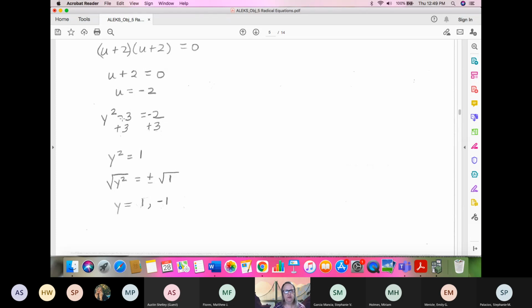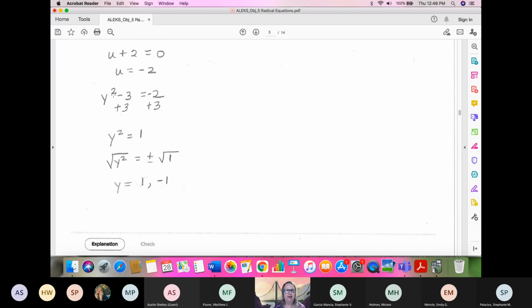So let's first deal with this -3 here. The opposite of subtracting is adding, so we add 3 to both sides. That gives us y squared minus 3 plus 3 is 0. y squared plus 0 is still y squared. So that's all we get on that side, equals -2 plus 3, which is 1.